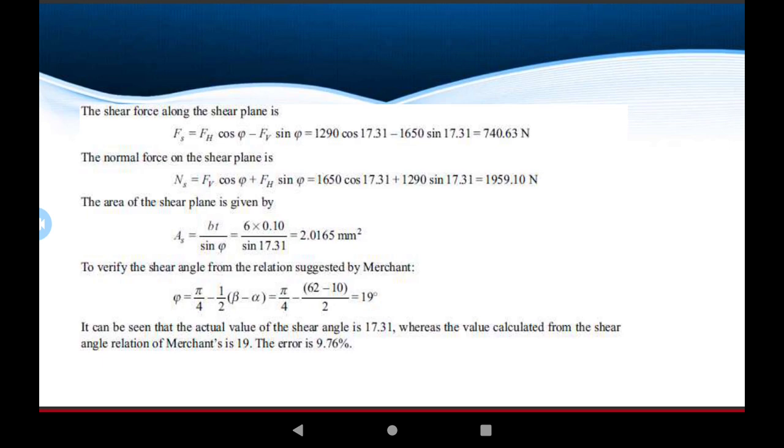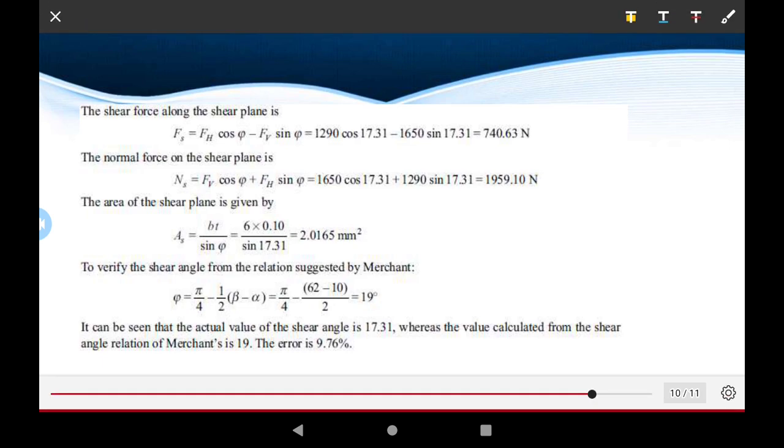Now find out the normal force on the shear plane. It is Fn equals Fv cos phi plus Fh sin phi. Put in the values, Fv is 1650 and Fh is 1290, for the cos and sin given, to get the value in Newtons.